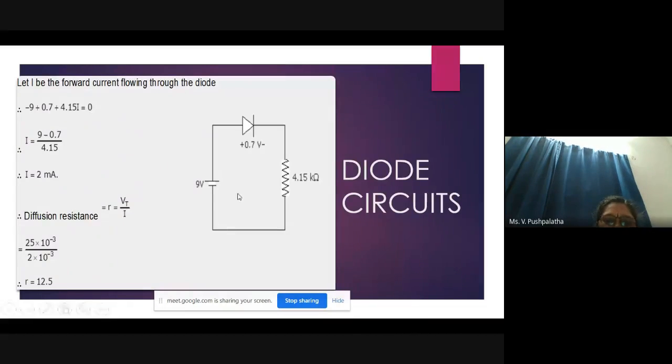Clear? So we are writing Kirchhoff's voltage law and finding the current. Whenever they are asking for a term, you should first frame it with the Ohm's law equation. They are asking you to find the resistance, so R is equal to V by I.